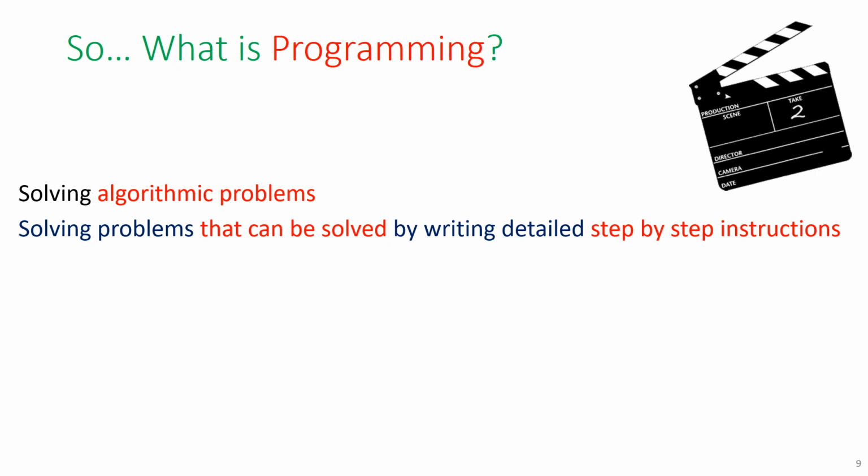So any problem where I can tell someone, a human, an animal, a machine, I can give them very explicit, detailed, step-by-step instructions on what to do to help them solve the problem. That's an algorithmic problem. That's not all the problems, okay? Most of the problems actually are not that nice. But algorithmic problems, yes, they can be solved by writing a list of step-by-step instructions. So the hard part of programming is right there.